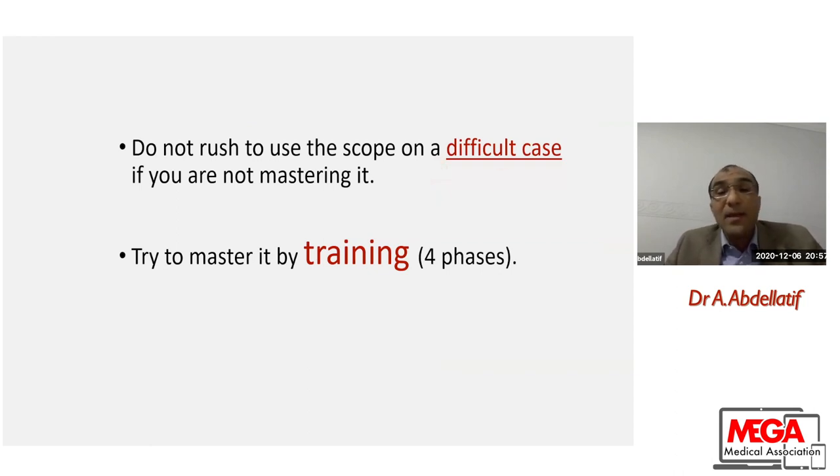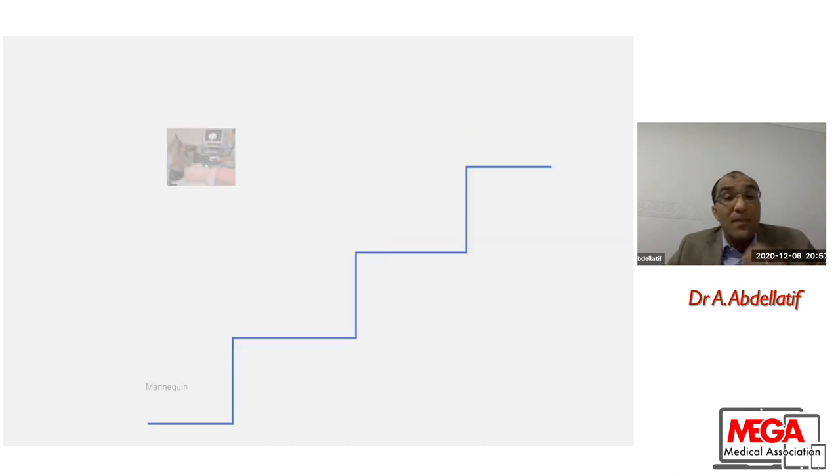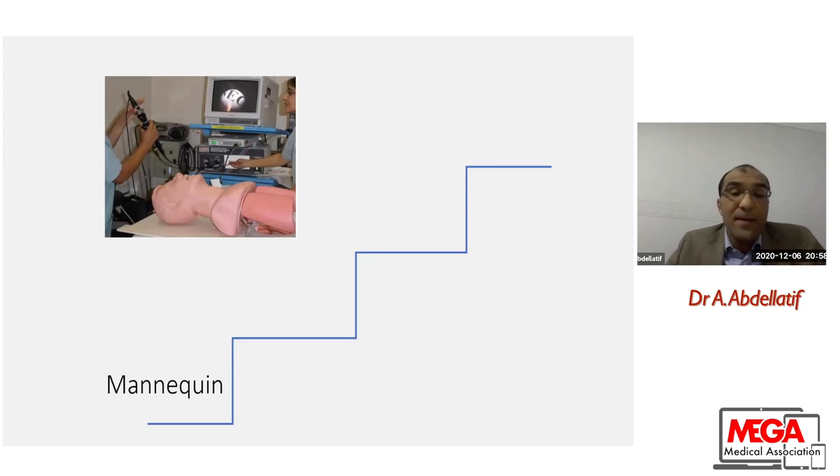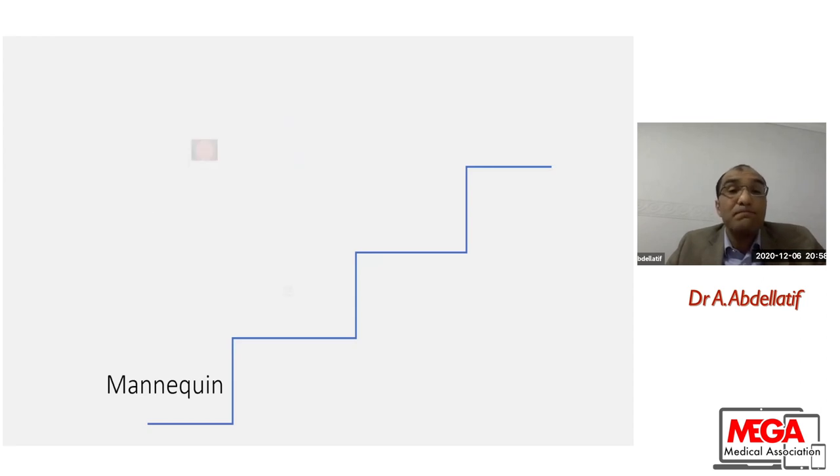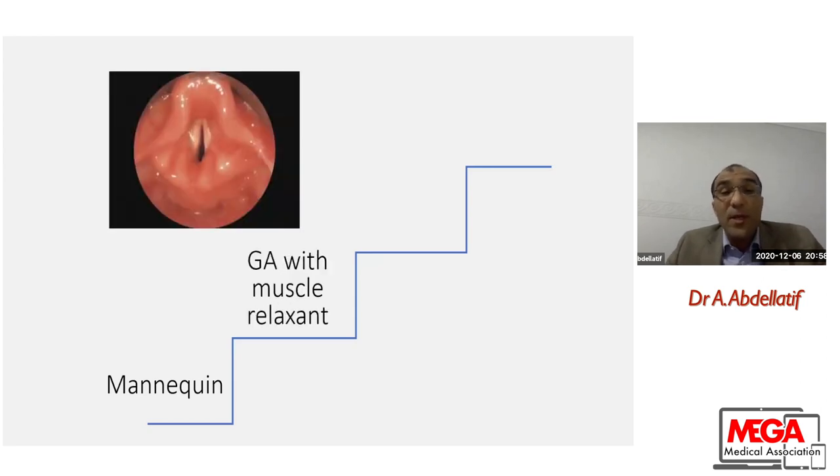Try to master it by training, and there are four phases. The first phase is the mannequin. Of course, we finished it. Then I will choose an easy patient. I will choose a skillful assistant. I will prepare my things very well, and I will ask for a consultant experienced in fiber optic to be with me.